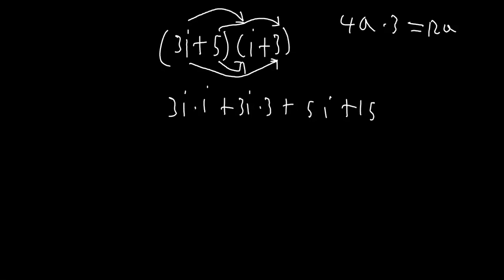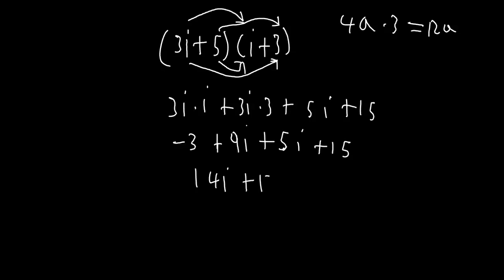Now 3i times i is just negative 3. 3i times 3 is just 9i. Then we do plus 5i plus 15. 5i plus 9i is just 14i. 15 minus 3 is just 12. And then that's your answer.